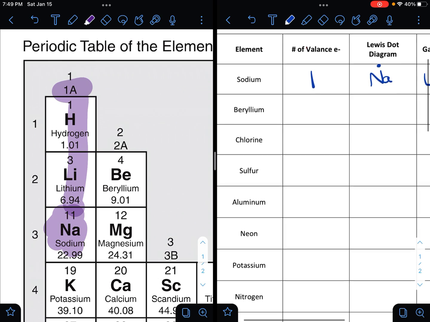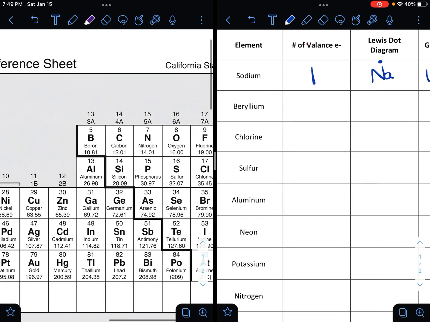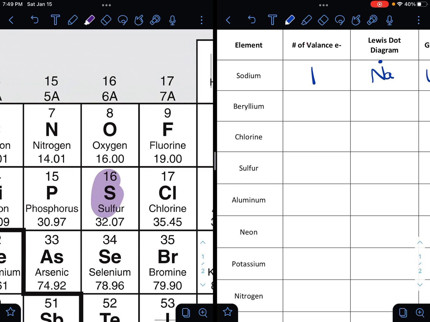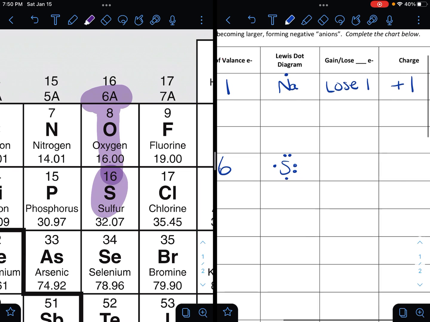We'll take a look at sulfur. It's one we haven't seen yet. So sulfur, I find it on the periodic table. I look up, it's in group 6A, which tells me it has 6 valence electrons, or 6 outer electrons. I'm going to draw its Lewis dot diagram, so I draw its symbol, and I'm going to do 6 dots. I start on the top, I go to the right, I go to the bottom, I go to the left, that's 4, go to the top again, that's 5, go to the right, that is 6.